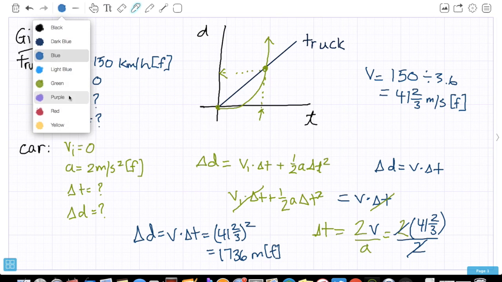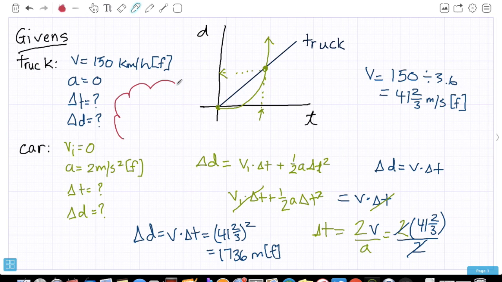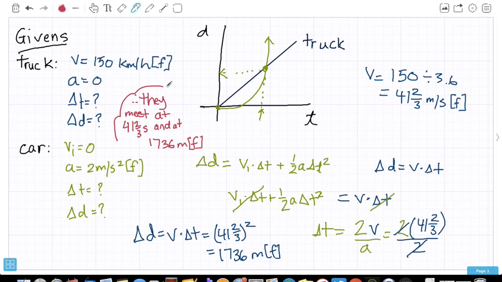So my final answer, which I'll put in red, is therefore they meet at 41 2/3 seconds and at 1,736 meters forward. There you go.